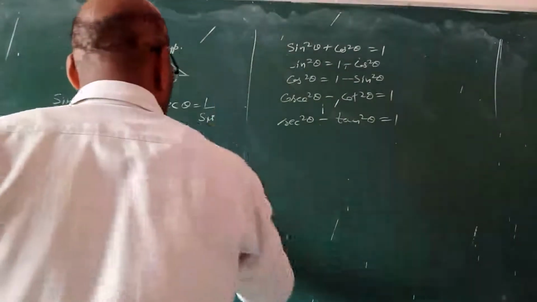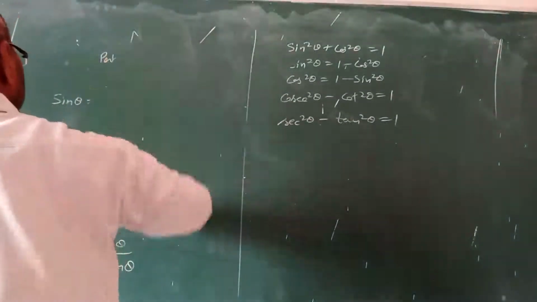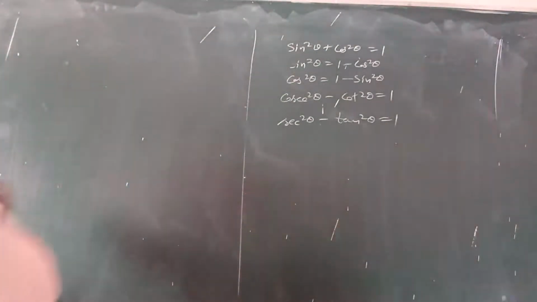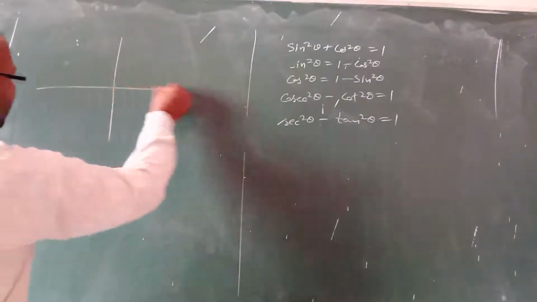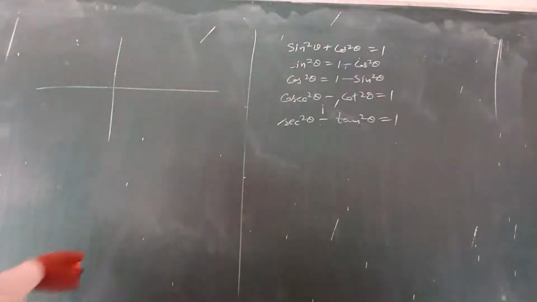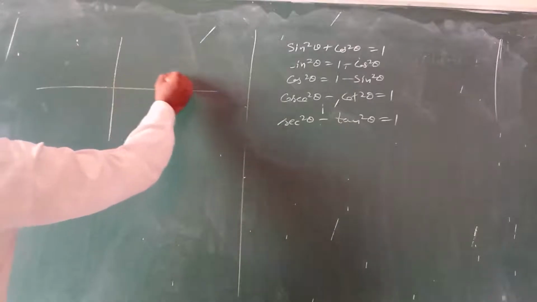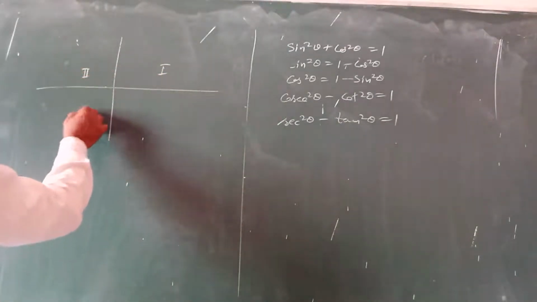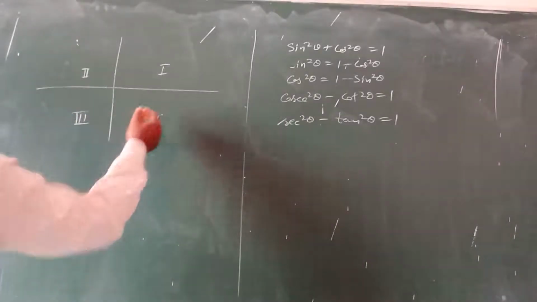Now we are moving on to the quadrants. I will give you the formula later. This is the first quadrant, second quadrant, third quadrant, and fourth quadrant.